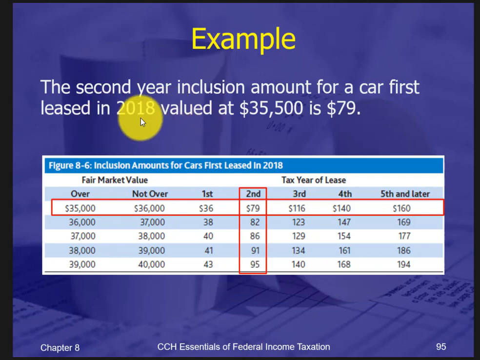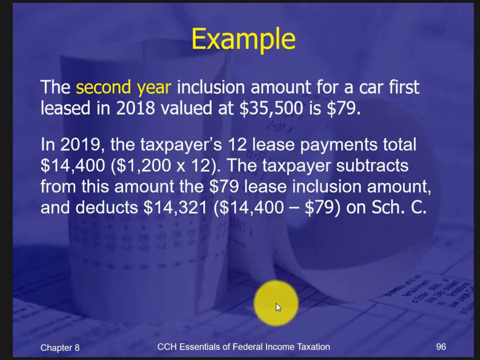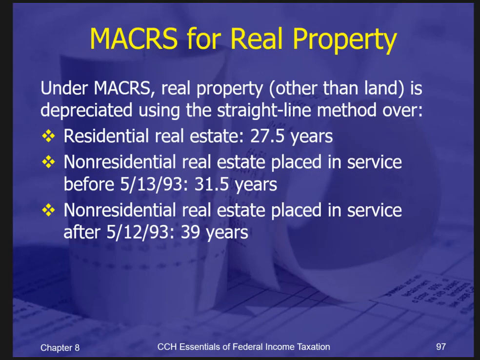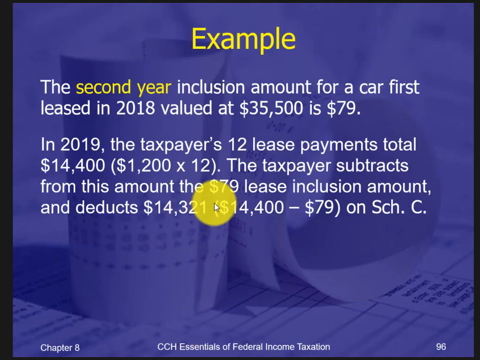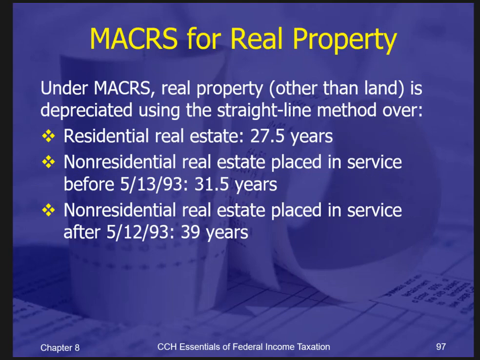The second year, the same car, leased in 2018. Go to the second column, still the same value, so $79 is the inclusion amount. So the calculation is the 12 payments minus the $79. That's your deduction on Schedule C.